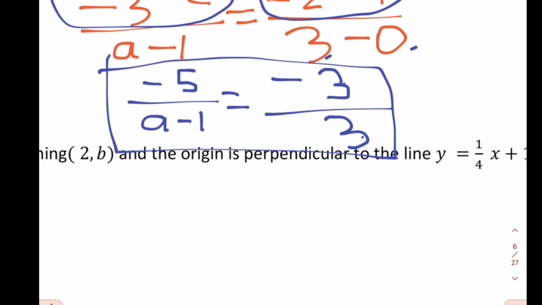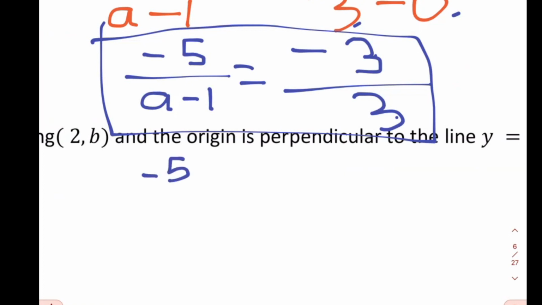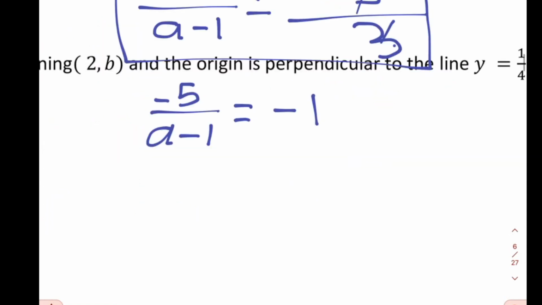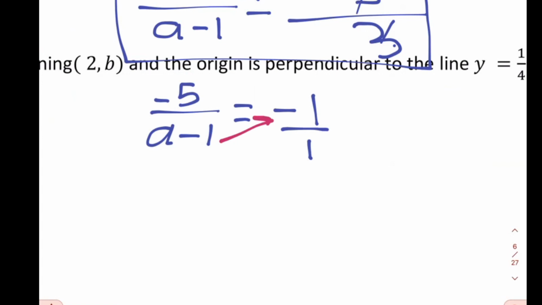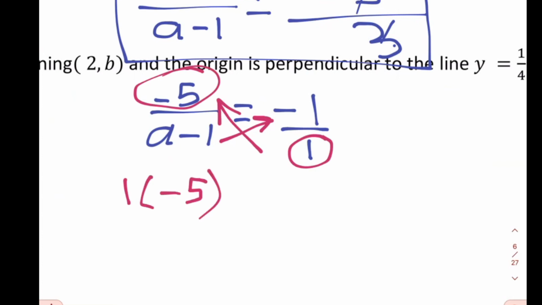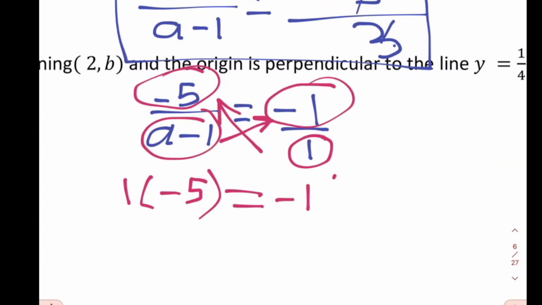You can simplify it. I know some of you think that 3 over 3 is 1. Yeah, you can put 1 if you want. And you can solve like this. Doesn't matter. But let's simplify it. If I simplify it, I get minus 5 over a minus 1 equals 3 over 3 is 1. So you get negative 1. Okay. And now, if you want to use cross multiply, put this over 1 and do your cross multiply, cross product, whatever you call it. So these two together and these two together. 1 times negative 5 should be equal to negative 1 times a minus 1.